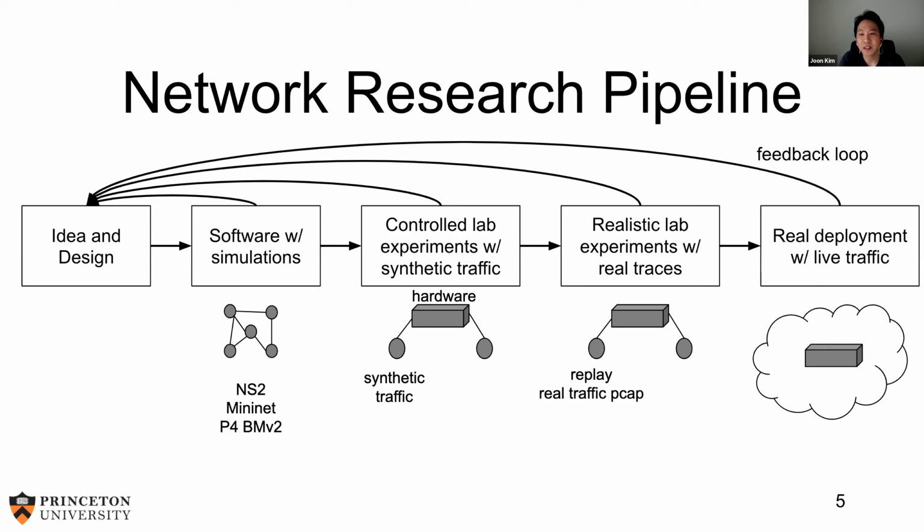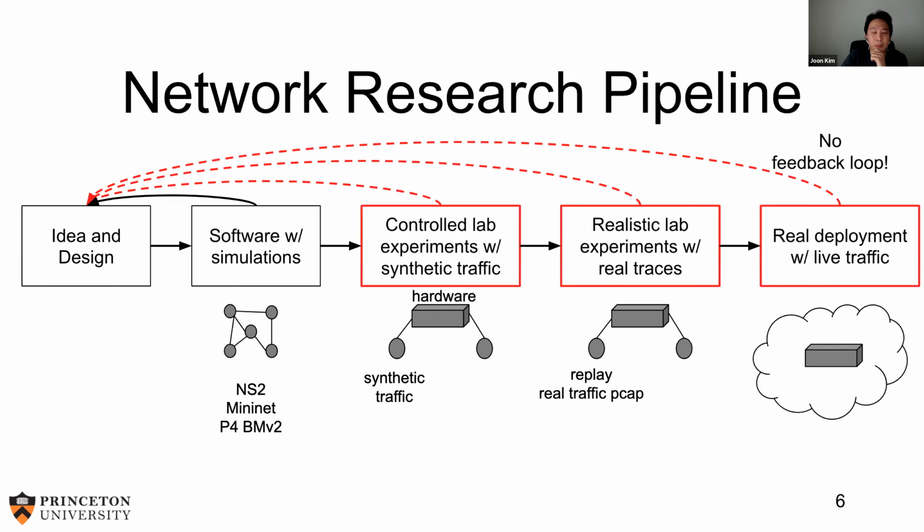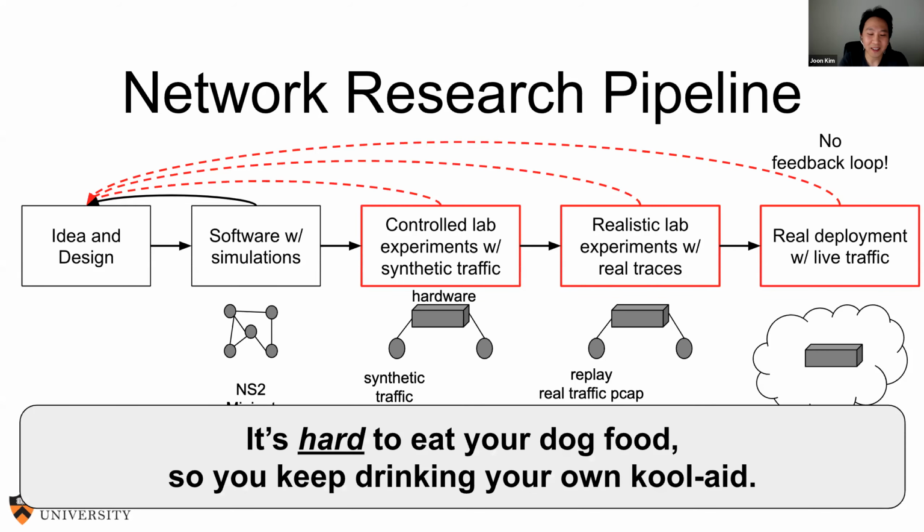What's really important here is that each stage has a feedback loop going back to the idea and design, so that the researcher can refine his or her idea and make it better. The first two stages are quite okay to get to, but the last three stages are hard to get to. Because of that, we rarely get a feedback loop from these last stages. And to quote Jen, it's hard to eat your own dog food, so you keep drinking your own Kool-Aid, which is a shame, right? And I totally agree with this.